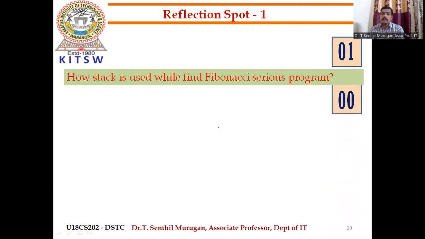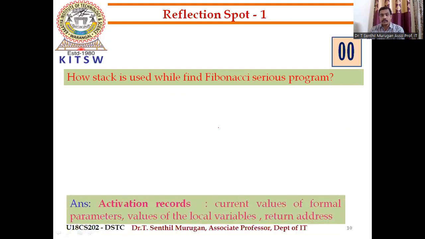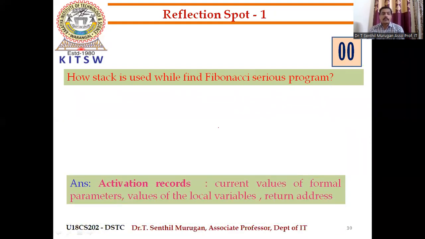Whatever answer you have written, compare it with this answer. If it is the same, very good. Otherwise, we will go back and watch the video once again. So the stack is used as an activation record. What values will it store? The current values of the formal parameter, like the m value, the values of the local variables m1, m2, and the return address, which stores the outcome of the particular snippet. These three will be used for recursive functions.